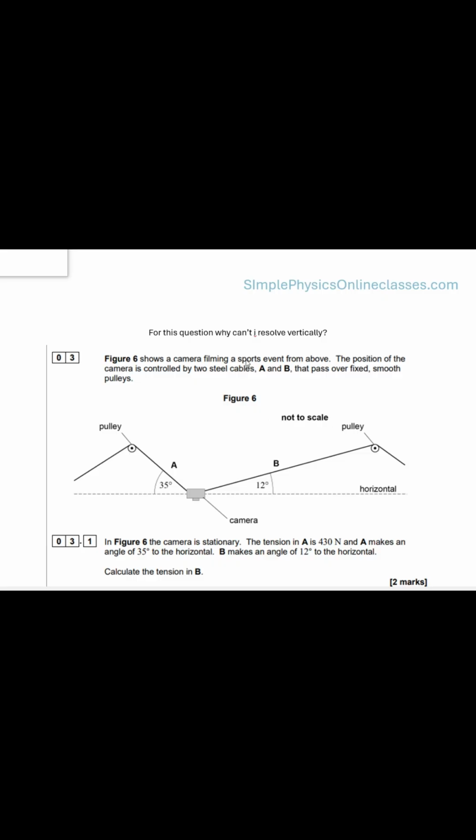So figure 6 shows a camera filming a sports event from above, a bit like those spider cams. Position of the camera is controlled by two steel cables, passing over a fixed smooth pulley. So there's no friction there. In figure 6, the camera is stationary, so the resultant force is 0. So forces up equal forces down, forces to the left equal forces to the right.